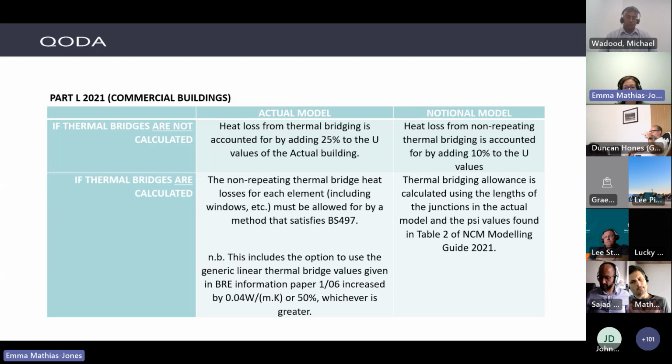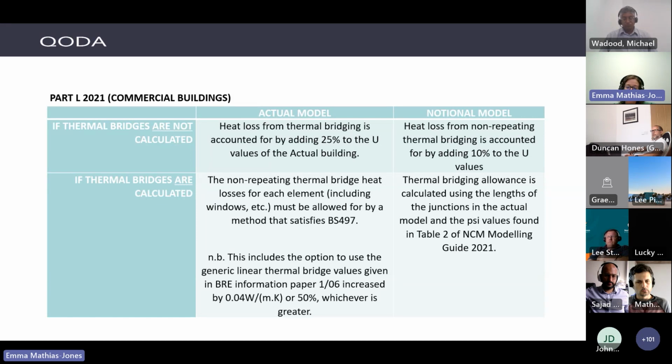But there's a little bit more scope in terms of you can use some kind of default psi values, but they add on a bit of a buffer. So you can use figures from BRE information paper 1-06, but you have to either increase them by 0.04 or 50%, whichever one's the greater.